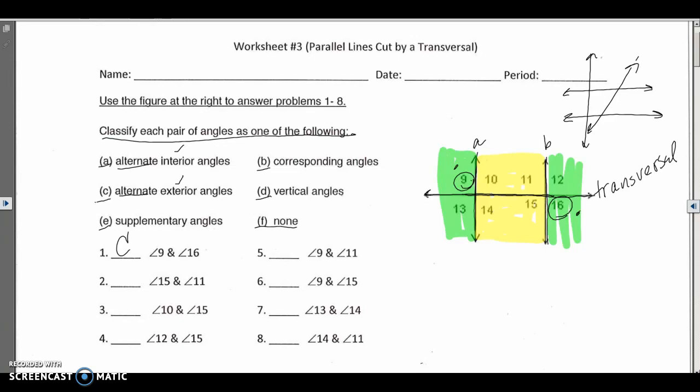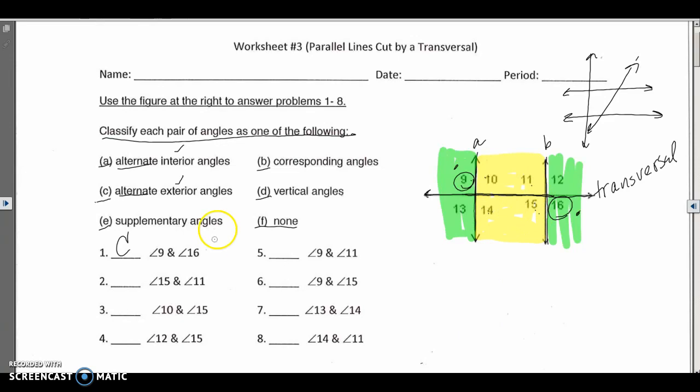You would do the same for alternate interior, except that you would look at the inside, in the yellow section here. Angles 10 and 15 are alternate to each other, and 11 and 14 are alternate to each other.